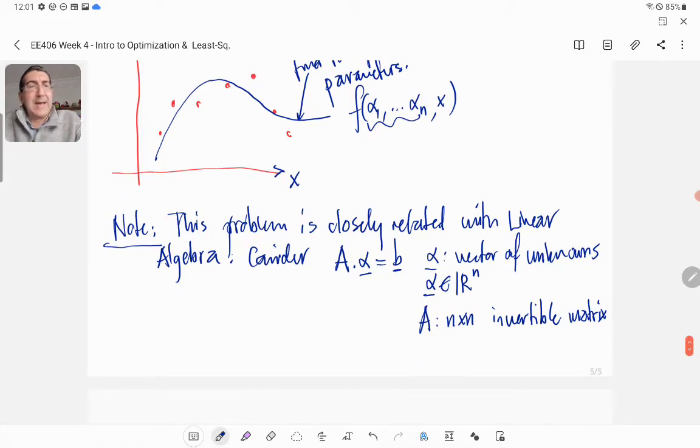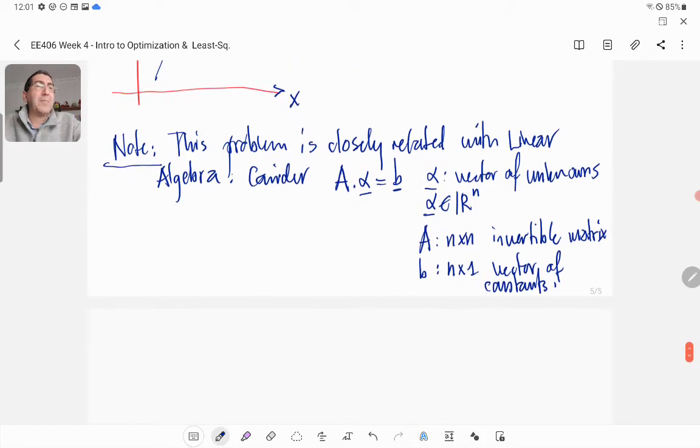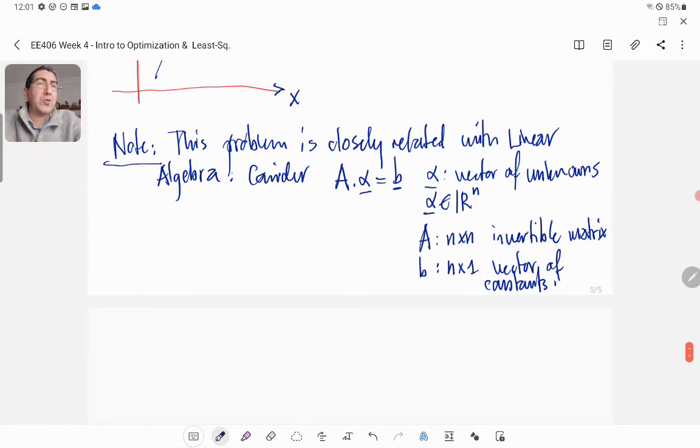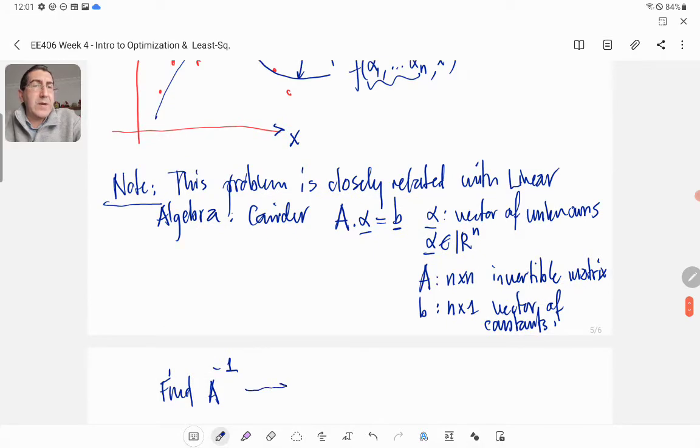Okay, and B is also an n by 1 vector of constants. What happens in this case? Well, you do this, right? You find A inverse. Then you do this, right? You multiply both sides of the equation.